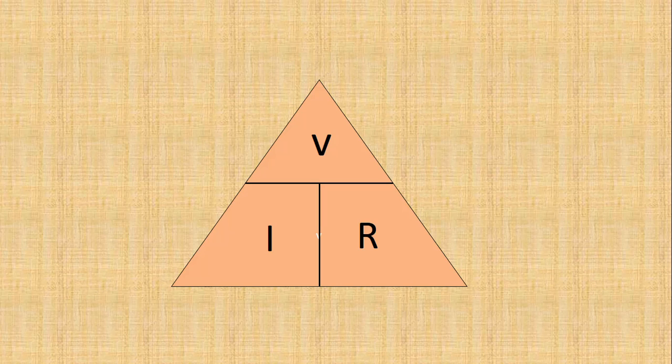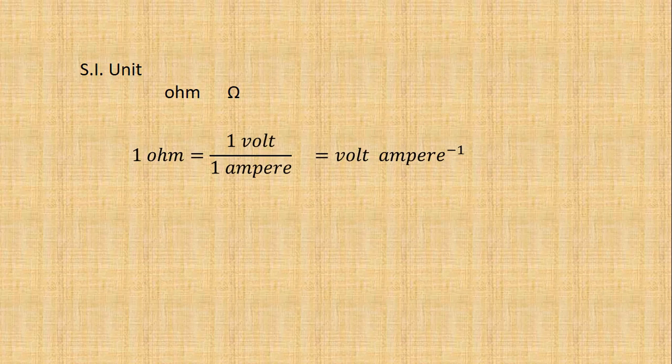Now the unit of the resistance. The SI unit of resistance is ohm and it is represented by omega. We can define 1 ohm as the resistance of a conductor that is equal to 1 volt divided by 1 ampere, where 1 volt is the potential difference applied across the conductor and 1 ampere is the current flowing through it. This can also be written as volt per ampere.